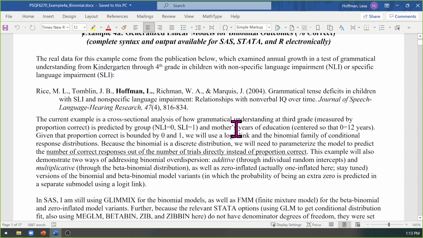But the story is I am looking at the last occasion of a longitudinal sample of how grammatical understanding changes in children. And there are 2 groups in this analysis based on a combination of whether someone has intellectual disability or language-specific disability. And the person that I worked with here, Mabel Rice, is one of the leaders in an area called specific language impairment.